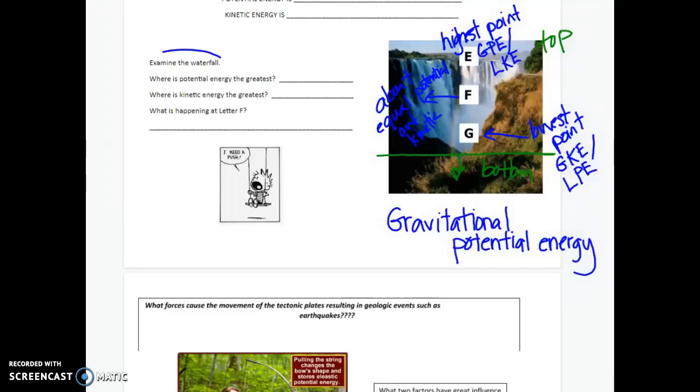So where is the potential energy the greatest? Well, of course, we've already labeled the diagram. We know it is E. It's going to be at the top of the hill, top of the waterfall.